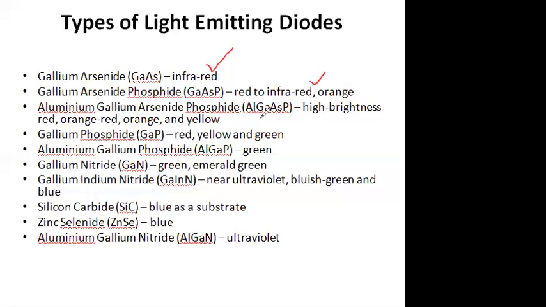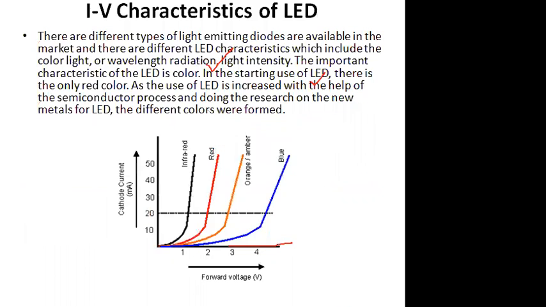Gallium indium nitride produces near ultraviolet, bluish green and blue color. Silicon carbide produces blue as a substrate. Okay. Zinc selenide produces blue color light, and aluminium gallium nitride produces ultraviolet light, in the range of ultraviolet radiation. Okay.